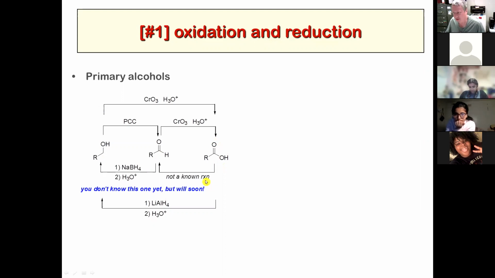And then reduction. You've never learned a way to go from the acid to the aldehyde, and there actually is not a way to do that. But you can go from the aldehyde to the alcohol using NaBH4, okay? And also, you have not learned, but there is a way to go from an acid all the way down to an alcohol. That'll be one of the many reactions you learn in this course. You should just say, oh, LiAlH4 is a super duper reducing agent. It's a very strong reducing agent, stronger than NaBH4.